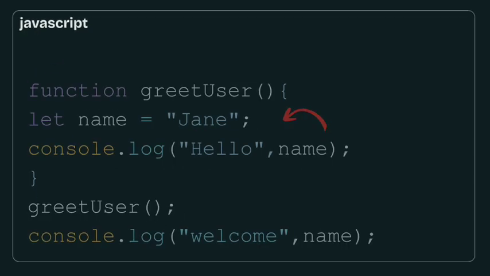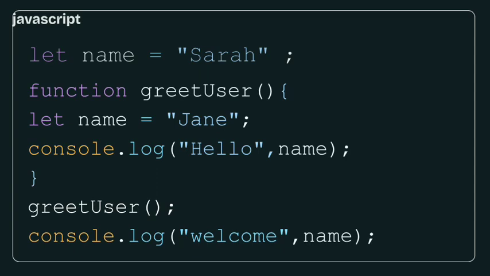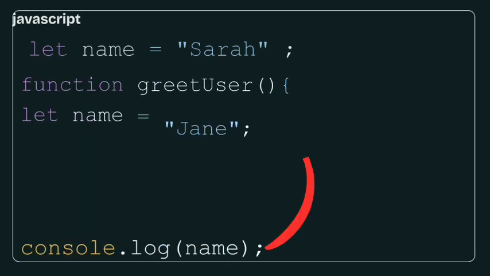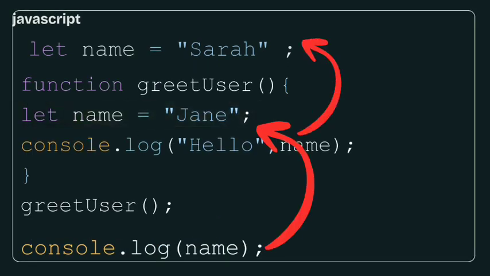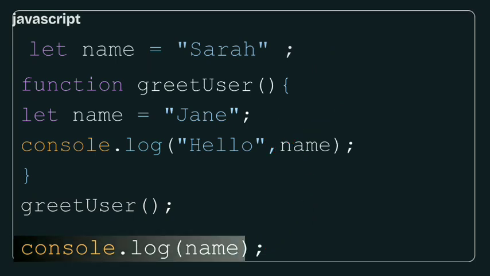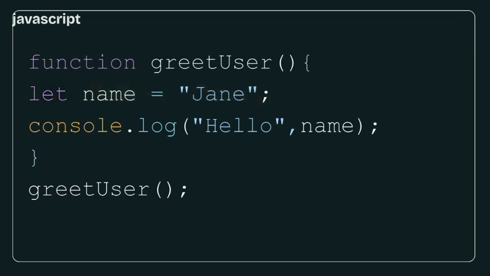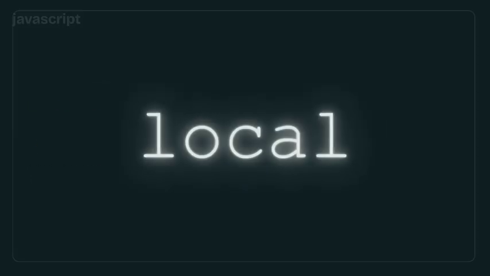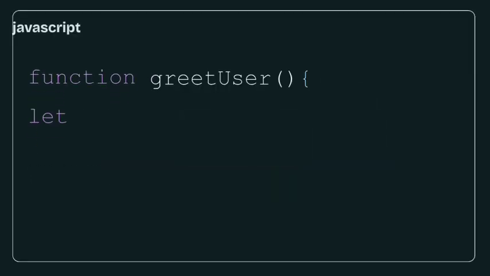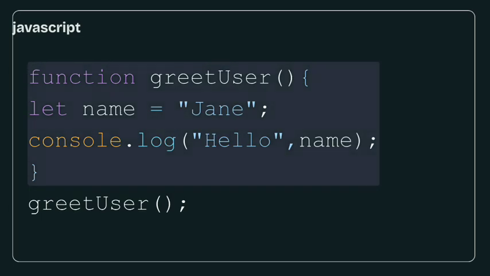But you might be thinking, if JavaScript prints the closest variable first, then in our previous code, why doesn't this console.log print welcome Jane? Because hierarchically, the variable inside the function is the closest for this console.log. So why print welcome Sarah instead of welcome Jane? Let me give you an answer. The key thing here is when we put a variable inside any function, that variable becomes local to that function. What does this mean? That variable is only available inside that function.